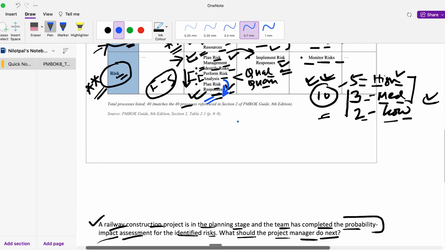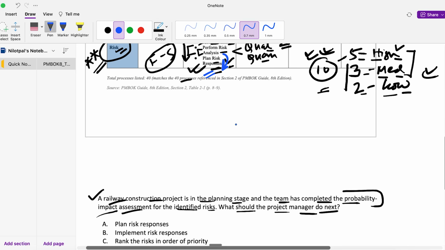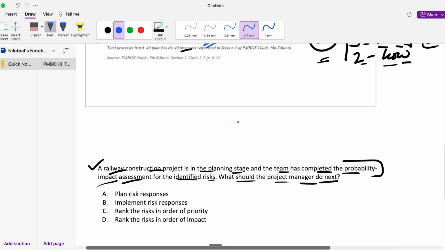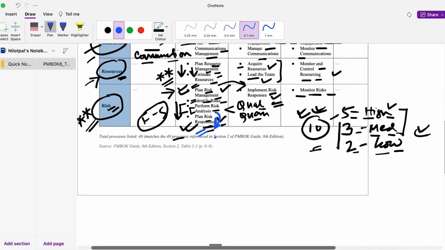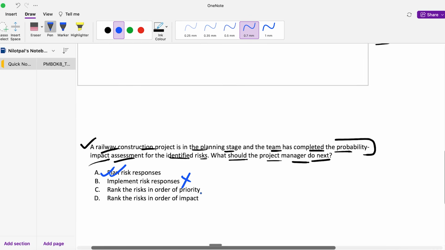So this is quite easy then. You have performed the risk analysis. What is your next step? It is planning your risk responses. So the correct answer to this question is option A, planning risk responses. Implementing is incorrect because again, it has jumped the step, right? It has gone straight to here, which is incorrect. Rank the risks in order of priority is incorrect, because that is anyways part of your probability impact matrix assessment, which you have already done. Rank the risks in order of impact is also incorrect, right? So the correct answer to this question is option A.